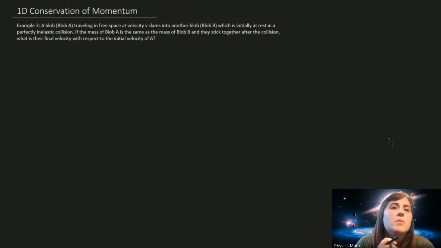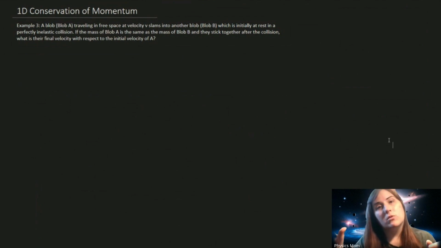So blob A is traveling in free space at a velocity v, slams into another blob B, which is initially at rest in a perfectly inelastic collision. So they tell me they're going to stick together. If the mass of blob A is the same as the mass of blob B, and they stick together after the collision, which didn't really need to say because it's perfectly inelastic, but okay. What is their final velocity with respect to the initial velocity of A?